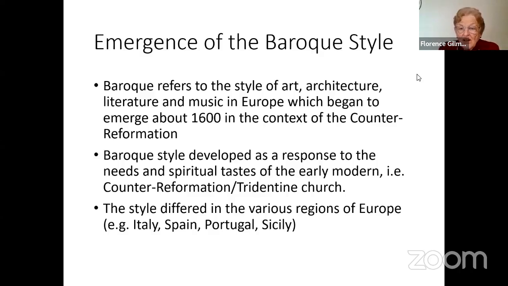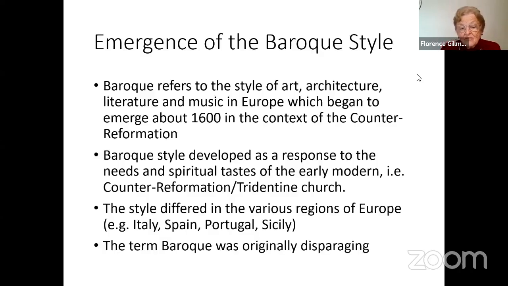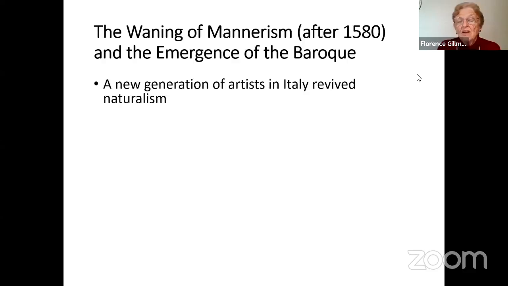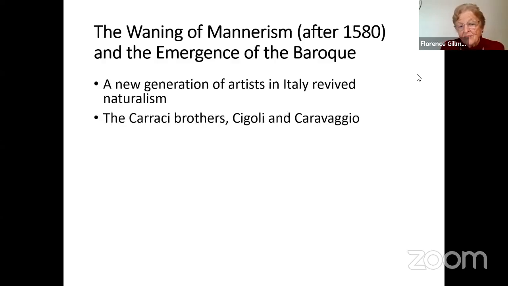So Baroque style did have its divisions, so it differed whether you were in Italy, Spain, Portugal, even just in Sicily. And the term was originally disparaging. Prior to the Baroque was mannerism, which had begun to wane in the 1580s, but some artists were reacting against mannerism, which was rather flamboyant, and they were trying to revive naturalism at the same time as Baroque is developing.